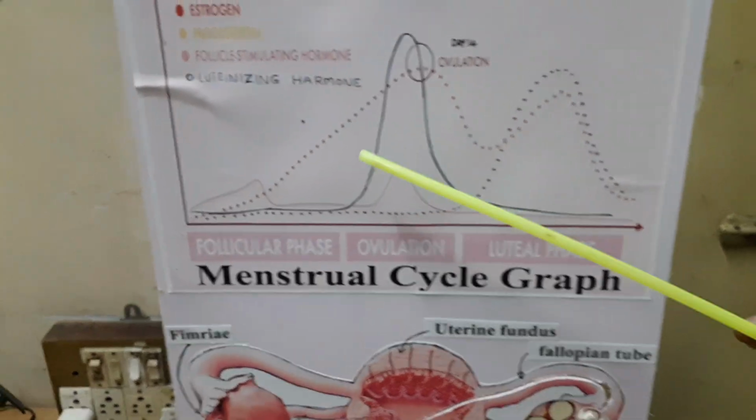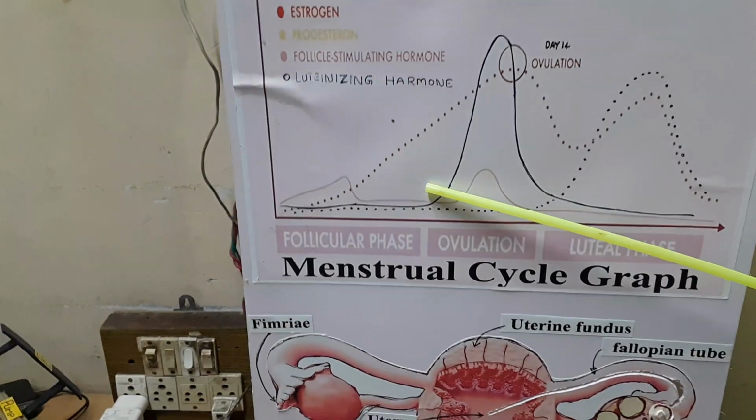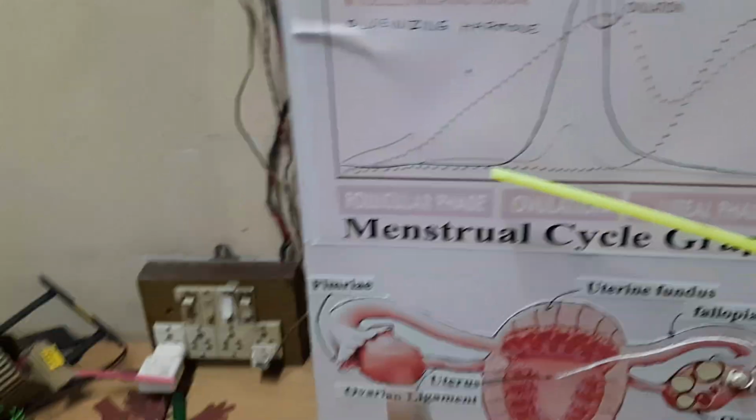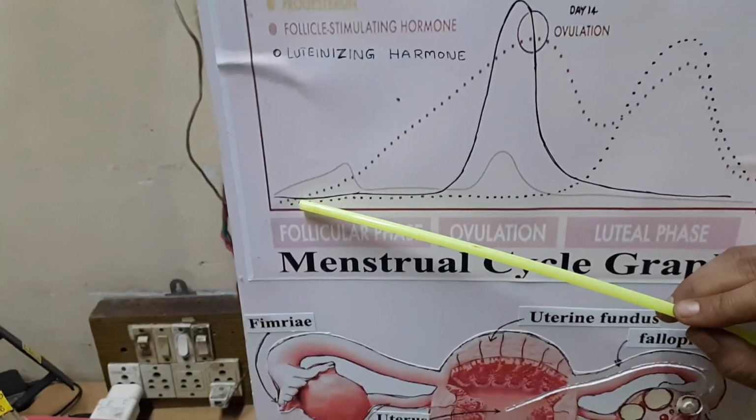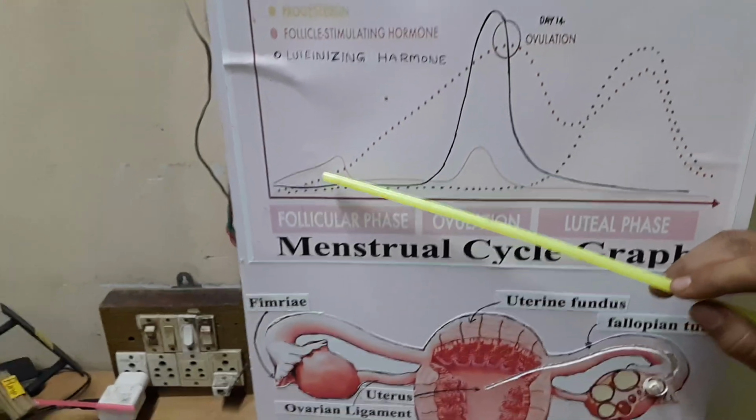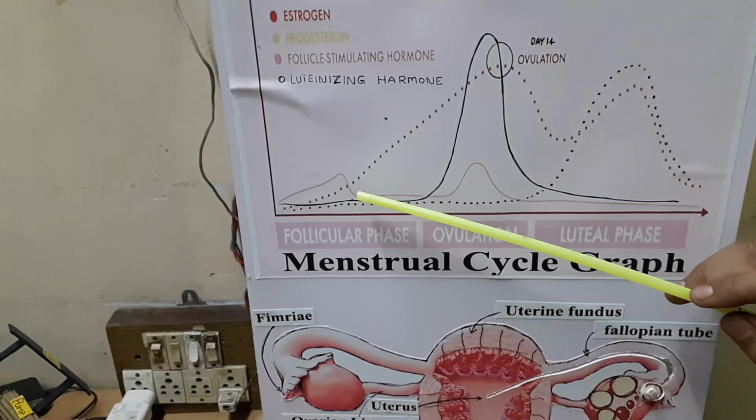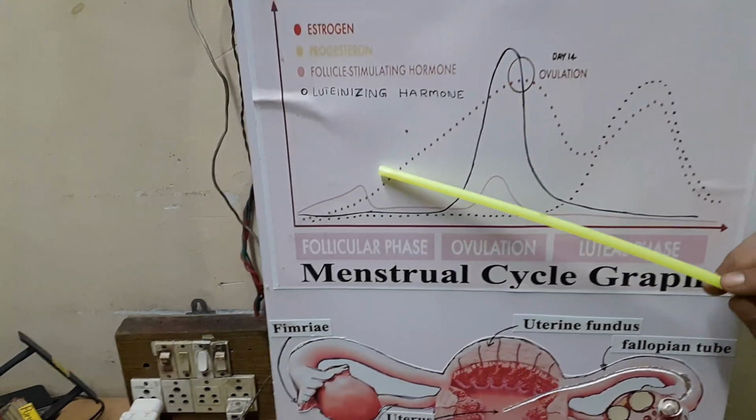Now we'll learn about the follicular phase. The menstrual cycle begins with menstrual bleeding. The follicular phase begins with low levels of estrogen and progesterone. As a result, the top layer of the thickened lining sheds and menstrual bleeding occurs.